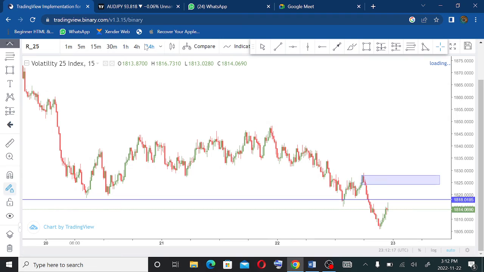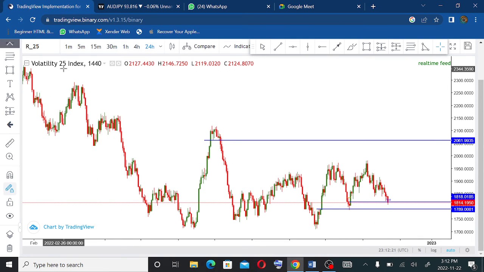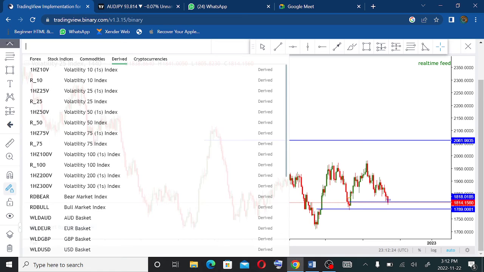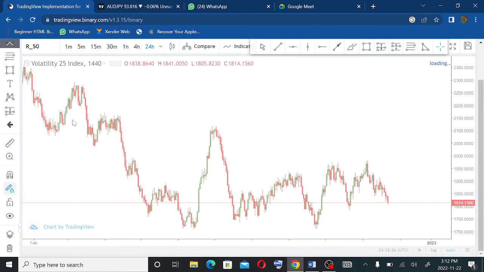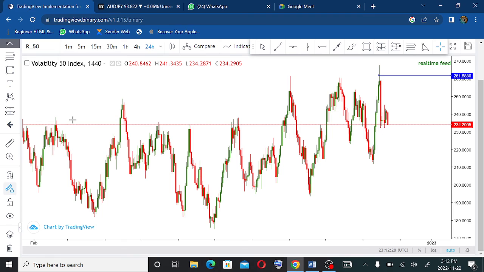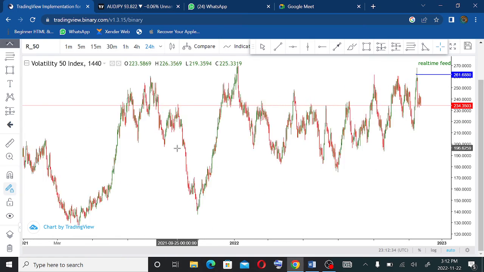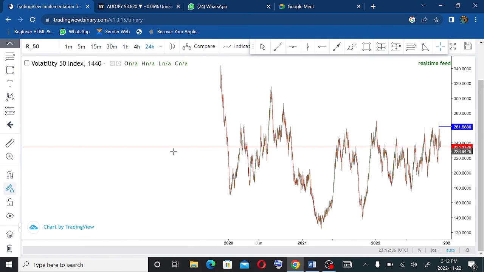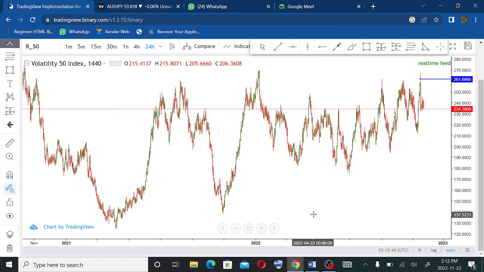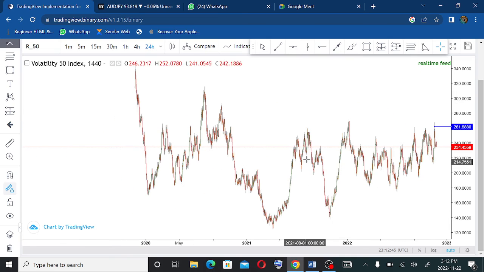Nothing much on 25. So let's check the last pair, which is volatility 50. On volatility 50, on the higher time frame, we have this chart looking this way, the general downtrend. And then we just have to draw this pattern.